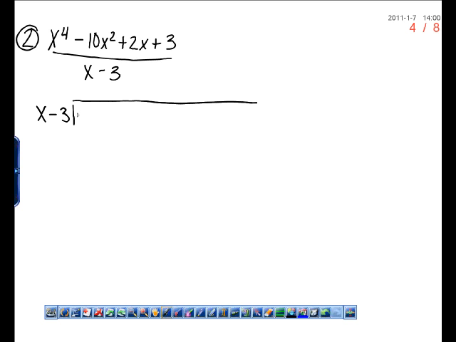So here I've got x to the 4th. I don't have an x cubed, but I must represent it. So I could say plus 0x cubed. Then I've got minus 10x squared plus 2x plus 3. If you leave out that step, your whole answer is off. Okay? You have to check that each place is represented when you do long division. Okay?